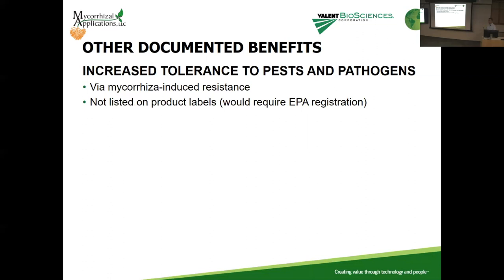But this is not something that you can find on a product label for mycorrhizal products, because this would require registration as a pesticide product, which mycorrhizae is not. And there are also more effective, more efficient solutions out there, like different pesticides or insecticides that can take care of the problem. We just mention here that this is something that you can consider a positive side benefit, but these are not real claims. So mycorrhizae is not really applied to solve these problems or to control insects, for example.